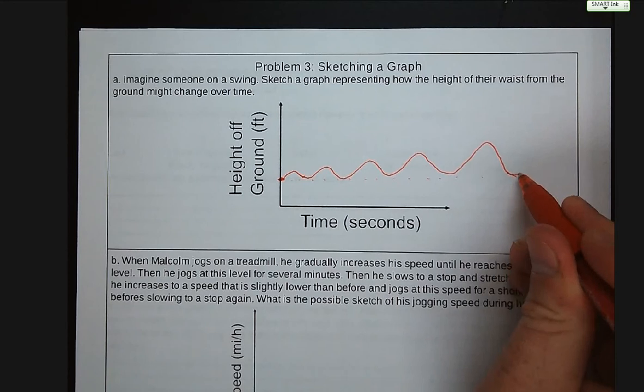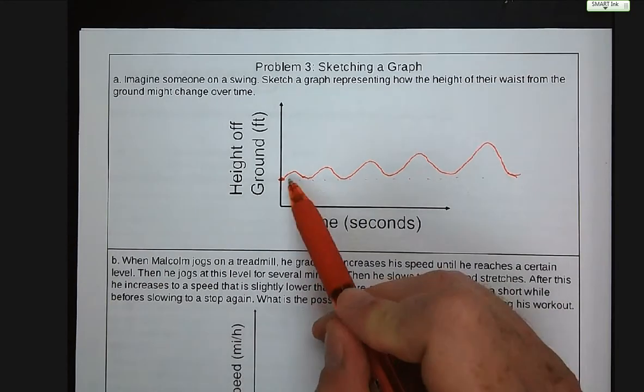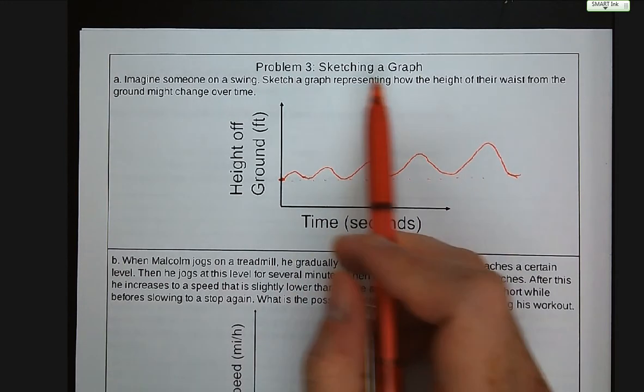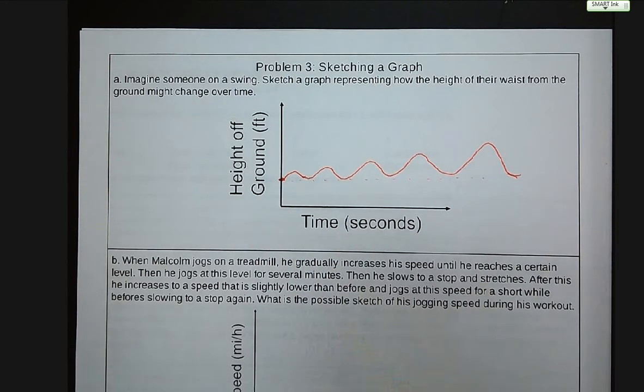Maybe you had somebody pushing you and your increases are bigger than this. Maybe somebody's pushing you and you are starting off and they're doing a very consistent push, so you're always going the same distance back and forth. This is just one potential graph that would represent this information.